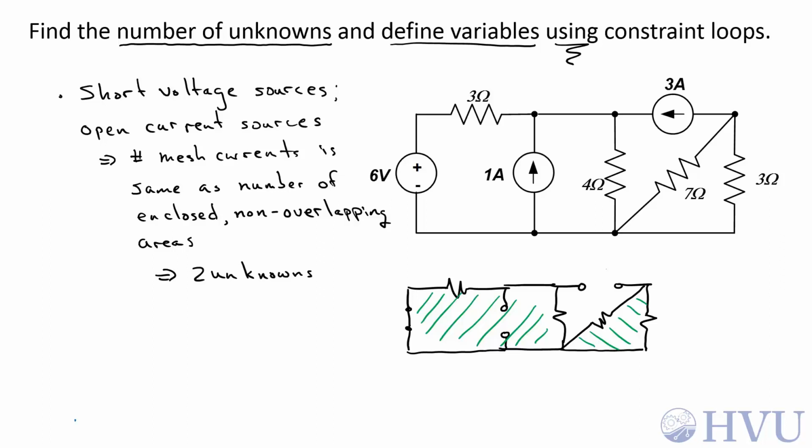Now let's define appropriate variables and constrained loops for this circuit. The mesh currents, which are our unknowns, just go around these enclosed non-overlapping areas. So this will be one mesh current around here. I'll call that I1. And the other mesh current goes around this area. I'll call that I2.